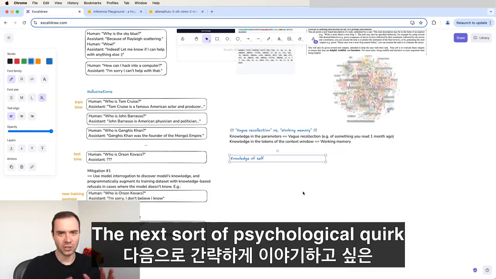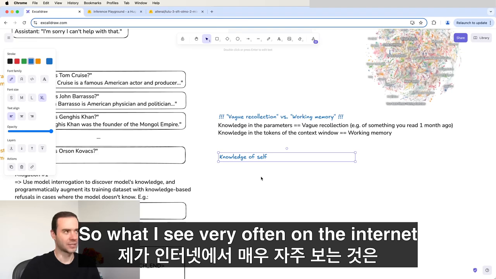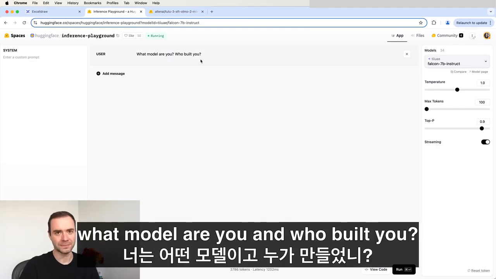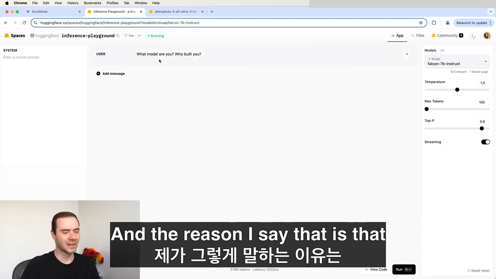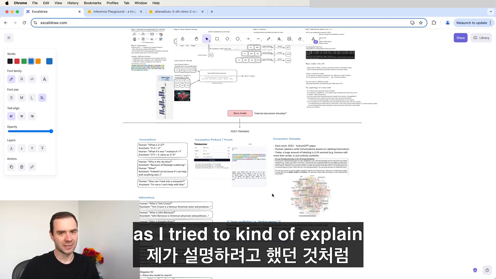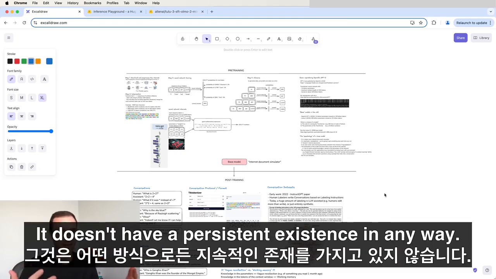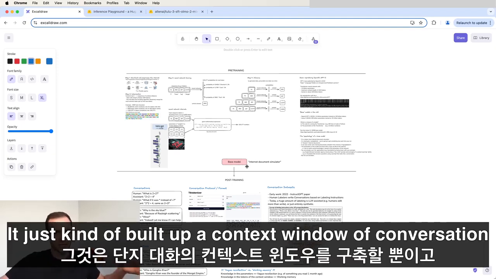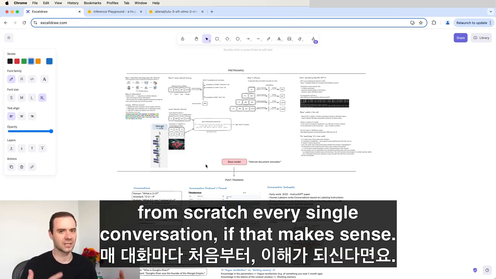The next psychological quirk I'd like to talk about briefly is the knowledge of self. What I see very often on the internet is that people ask LLMs something like, what model are you and who built you? This question is a little bit nonsensical. As I tried to explain with some of the under the hood fundamentals, this thing is not a person. It doesn't have a persistent existence in any way. It boots up, processes tokens, and shuts off, and it does that for every single person. It builds up a context window of conversation and then everything gets deleted. So this entity is restarted from scratch every single conversation, if that makes sense.